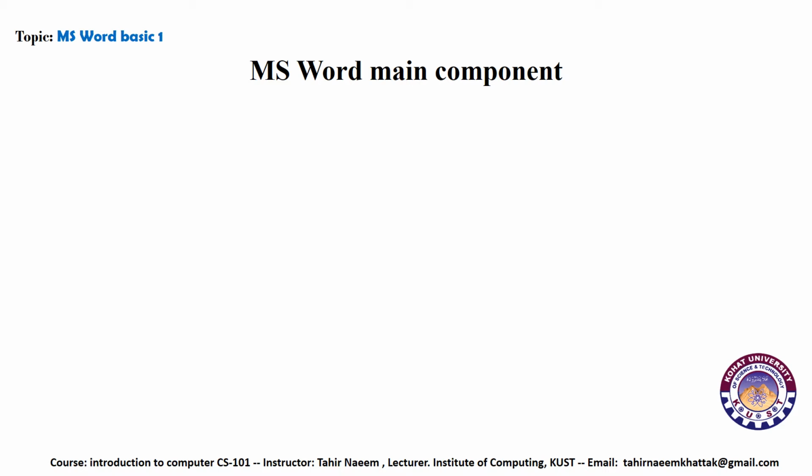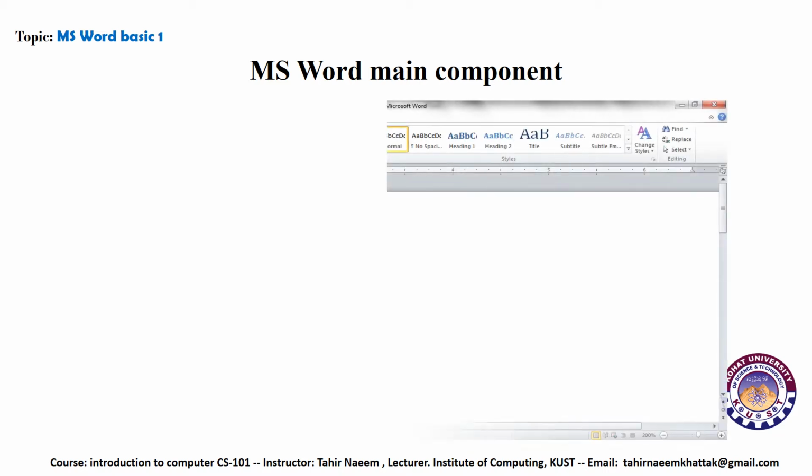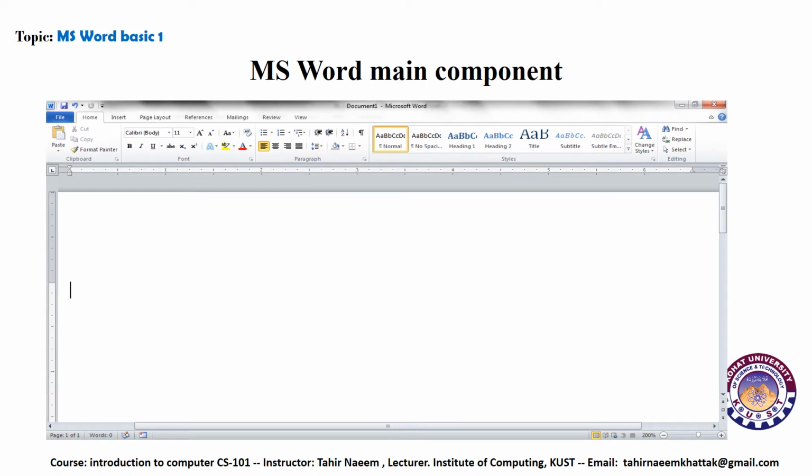This is the Microsoft Word main component. So this is the primary IDE, integrated development environment, of MS Word. Whenever we click on the MS Word icon, this window will open up. So this is the primary interface of Word. This is the cursor, and whenever we type something on our keyboard, the writing will appear at this cursor place.